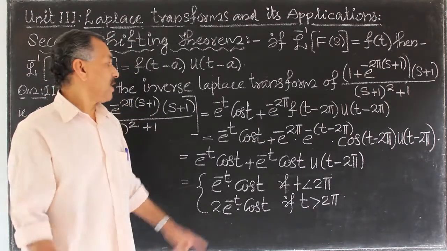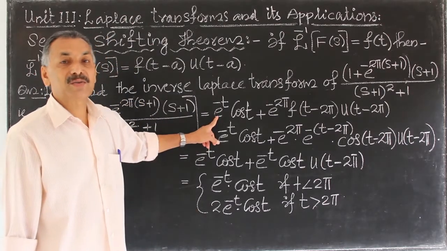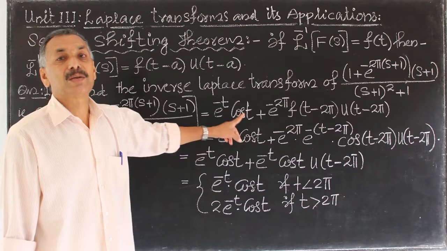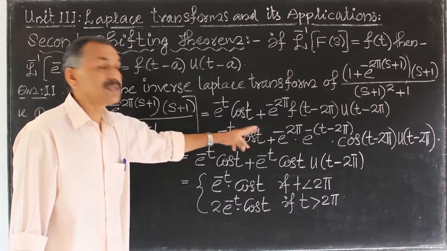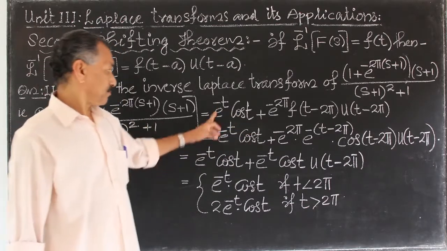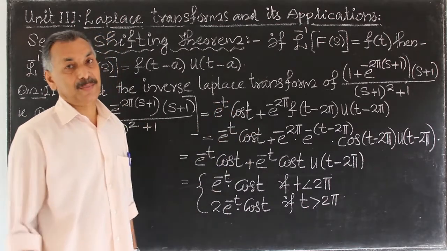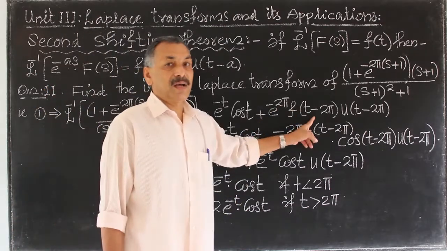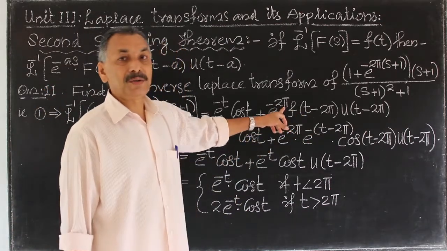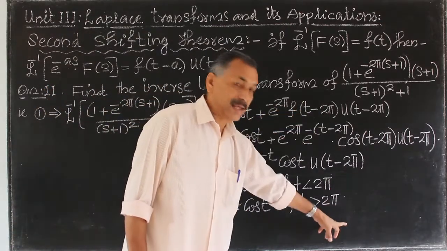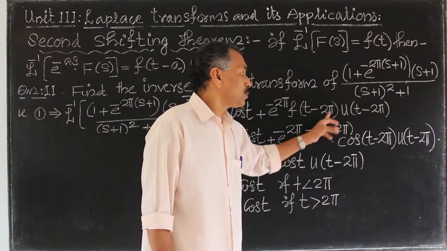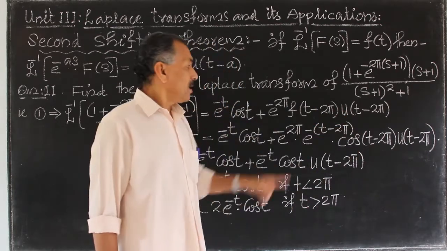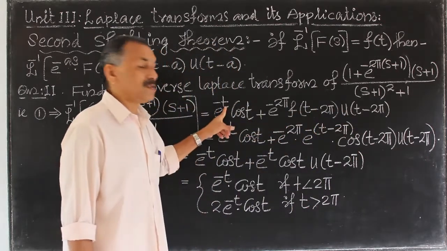Then first time's value, which is it? L inverse of (s plus 1) divided by ((s plus 1) square plus 1) is equal to e raised to minus t into f of t cos t. e raised to minus t into cos t, plus the second time's value, e raised to minus 2 pi into f of t minus 2 pi. It is written earlier: finally f of t minus 2 pi u of t minus 2 pi, where f of t is which? e raised to minus t cos t.